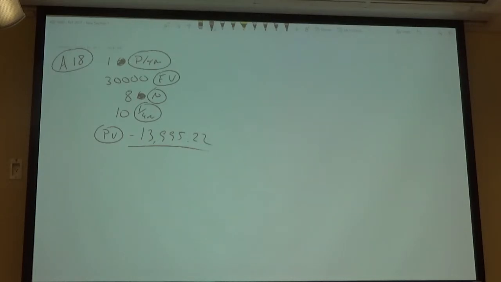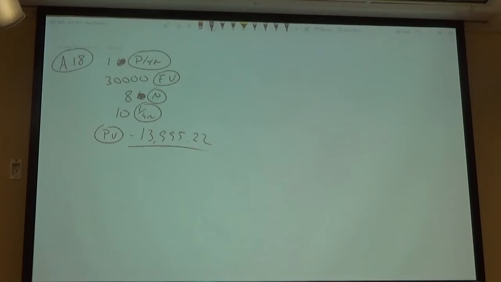$13,995.22. Okay, so that price represents the most he should pay for it in order to achieve his 10% return with an 8-year holding period. Okay, so the question asks, should he buy the lot at an asking price of $15,000? That's a yes or no question. Yes or no? Should he buy it at $15,000?